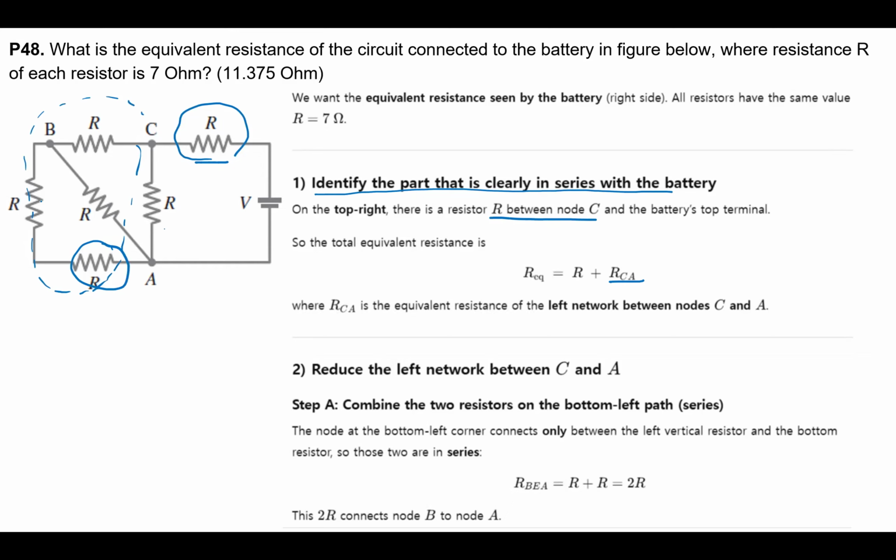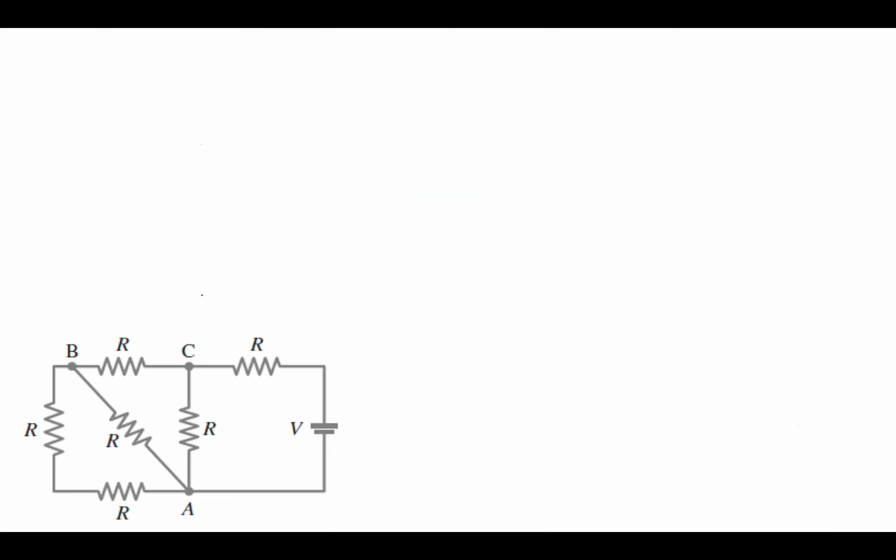Resistor, resistor part. Okay. So note that the bottom left corner, this part, is connected only in series. So RBA is given as 2R. This 2R connects node B to node A. Node A and node B are connected by the 2R.